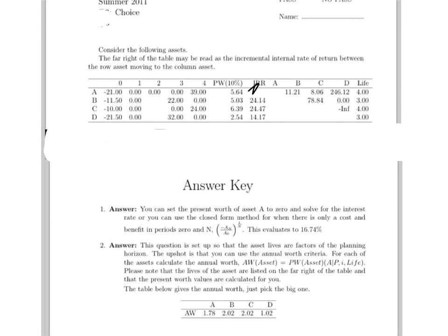The key's pretty good on this because all that you're really doing right there is taking that $39 that's in the future, that 21 that you're actually paying for it, and you are raising it to the 1/4 power because the thing lasts 4 years. Subtracting 1, and what that gives you is 16.74% as an internal rate of return. And so mark that one right there.